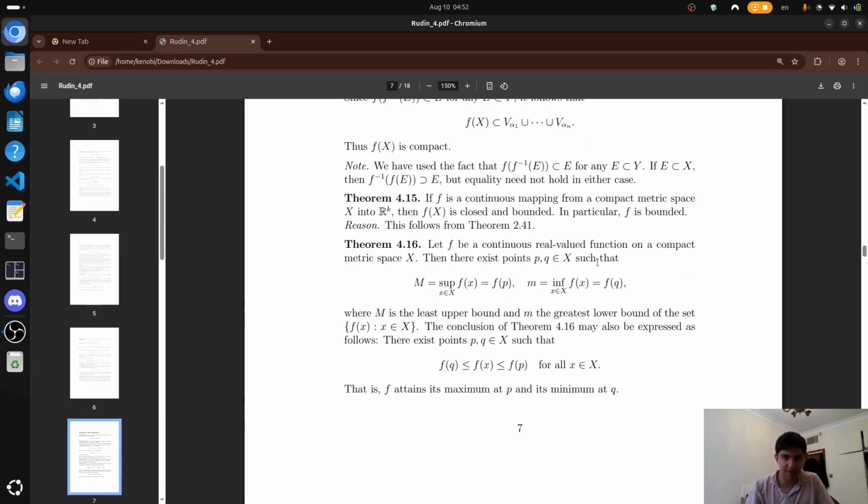Now let f be a continuous real valued function on a compact metric space X. Then there exist points p, q in X such that M equals the supremum of f of x over x in X equals f of p, and m equals the infimum of f of x over x in X equals f of q, where M is the least upper bound and m is the greatest lower bound of the set. That is the conclusion of 4.16.